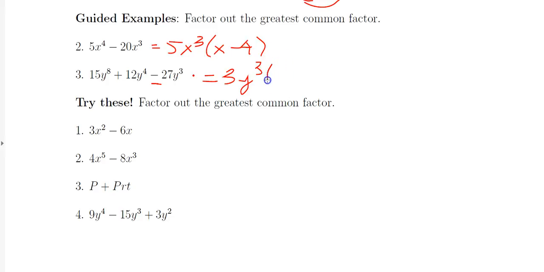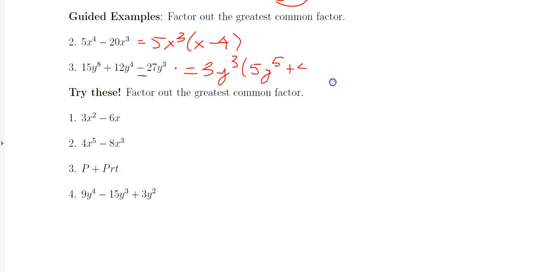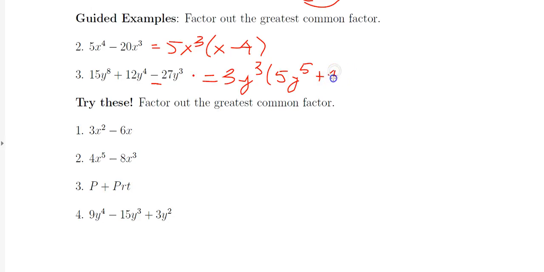And that's going to be multiplied by 5 to get the 15. Y cubed times y to the fifth will give us y to the eighth back. And then we'll have 3 times 4 is 12, and y cubed times y is y to the fourth. Then 3 times negative 9 is negative 27, and y cubed times 1 is y cubed.